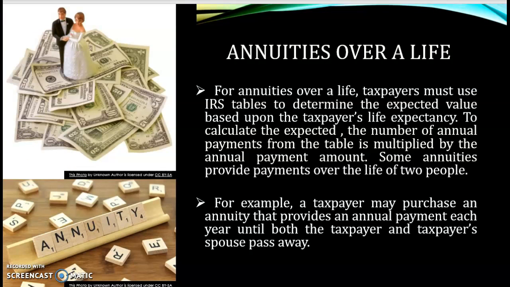Annuities over a life. For annuities over a life, taxpayers might use IRS tables to determine the expected value based upon the taxpayer's life expectancy. To calculate the expected value, the number of annual payments from the tables is multiplied by the annual payment amount. Some annuities provide payments over the life of two people. For example, a taxpayer might purchase an annuity that provides an annual payment each year until both the taxpayer and the taxpayer's spouse pass away.